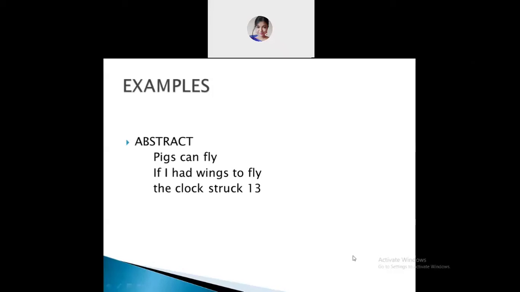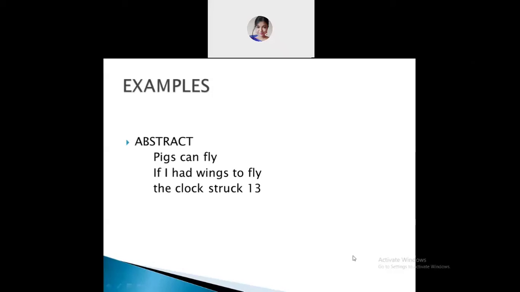Pigs can fly. Pigs don't have wings, isn't it? Pigs don't have wings, so pigs cannot fly. We know that pigs cannot fly. The reality is pigs don't have wings and they cannot fly, isn't it? But this topic is given to you.